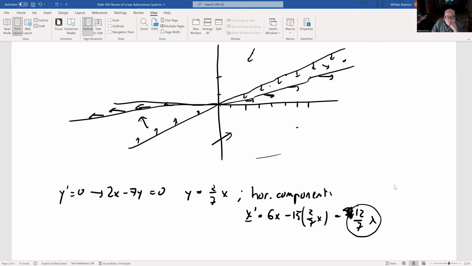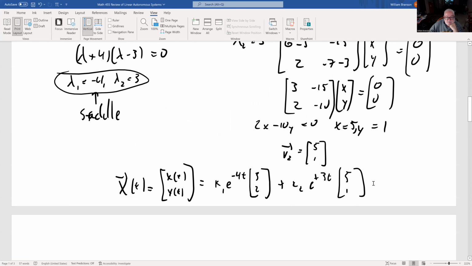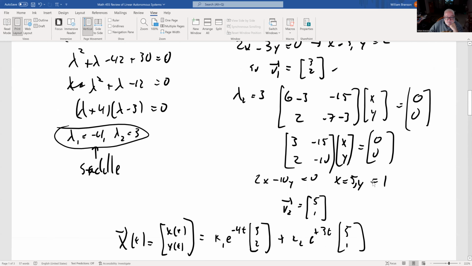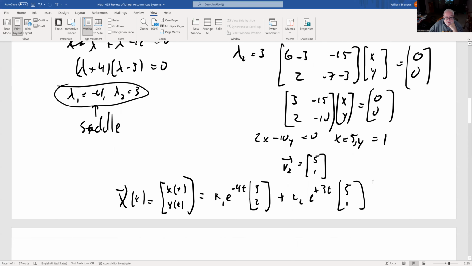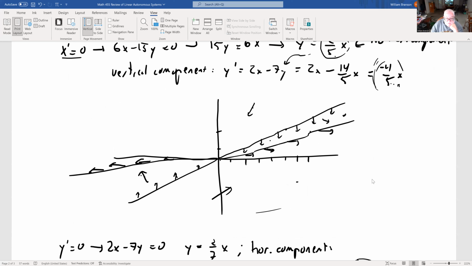We know that one of our eigenvectors is (5, 1), and the other one is (3, 2). So 1, 2, 3, 2. That's one of my eigenvectors. It's here.